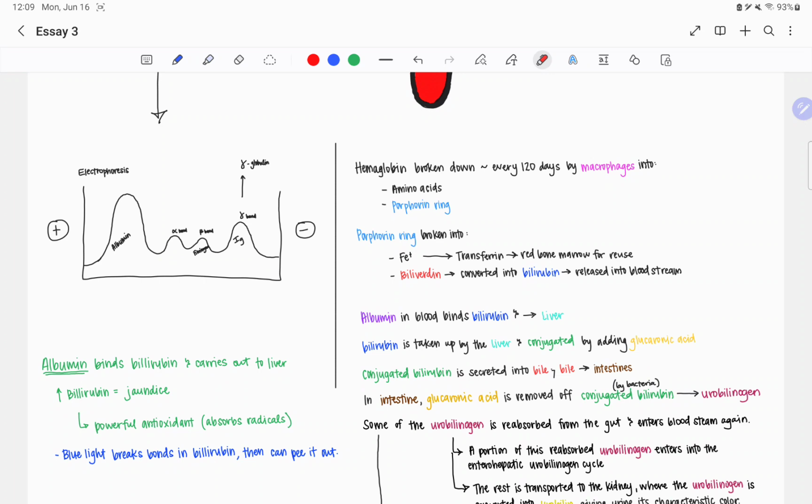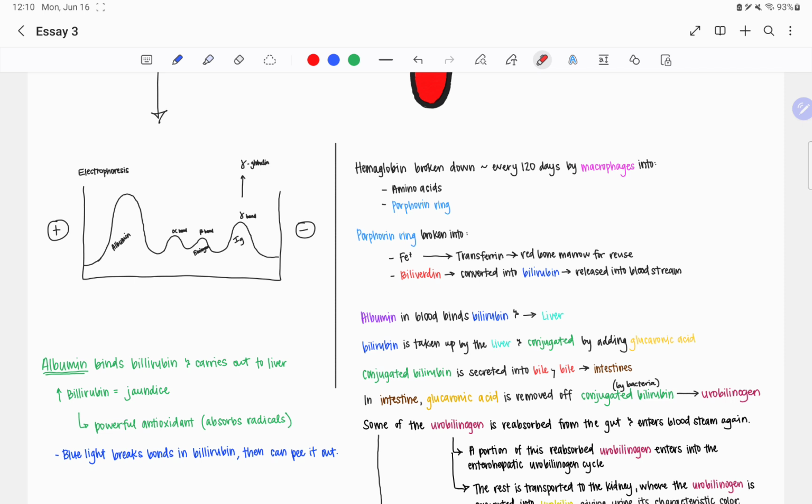So hemoglobin, red blood cells, they are broken down every 120 days by macrophages, just because we're constantly crushing them. Every time we bend an arm, or like you're sitting on your knees, anything like that, we're bending them, distorting them, and so they break down every 120 days, and they need to be recycled, right? So what macrophages do is they envelop these red blood cells.